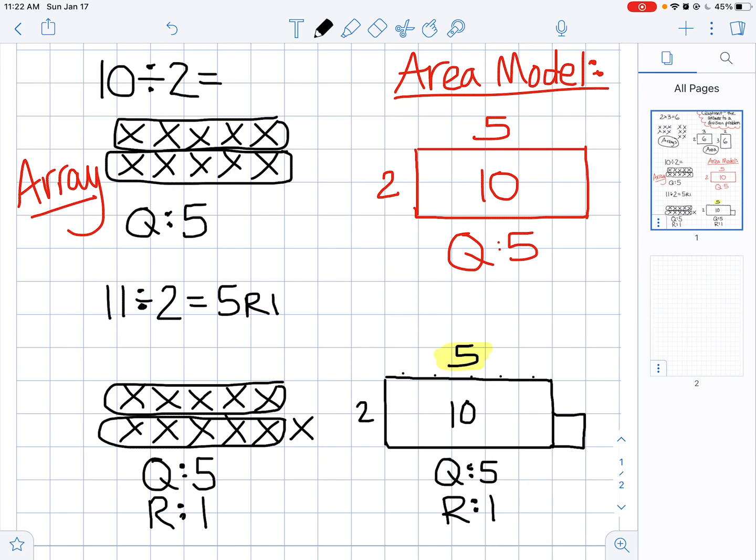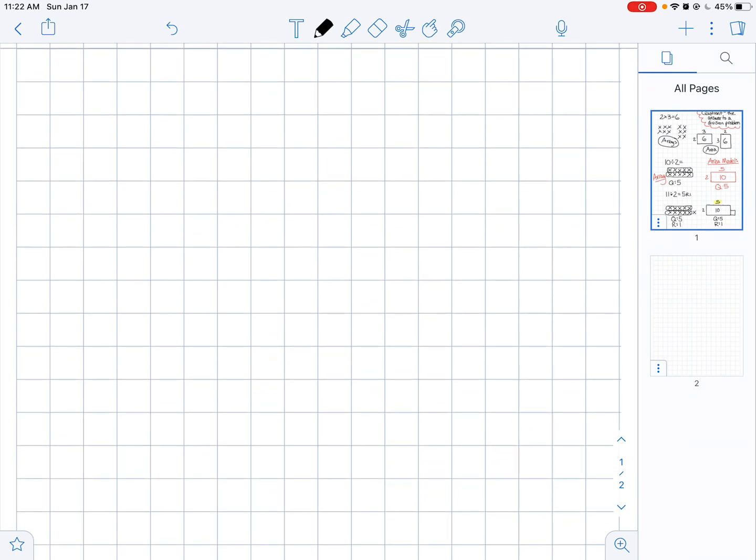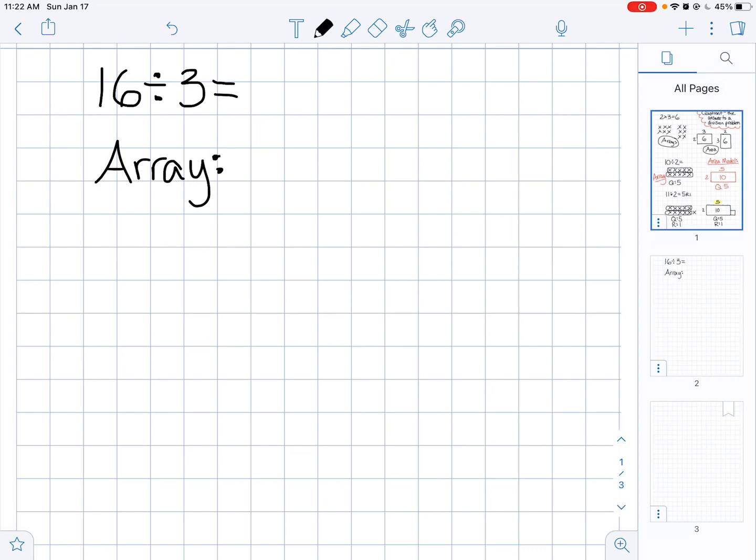Let's take a look at another one because this is kind of tricky. What if we have 16 divided by 3? Okay, let's start with our array. So what am I going to count by? 3s. I want 3 equal groups. So I'm going to go 1, 2, 3.